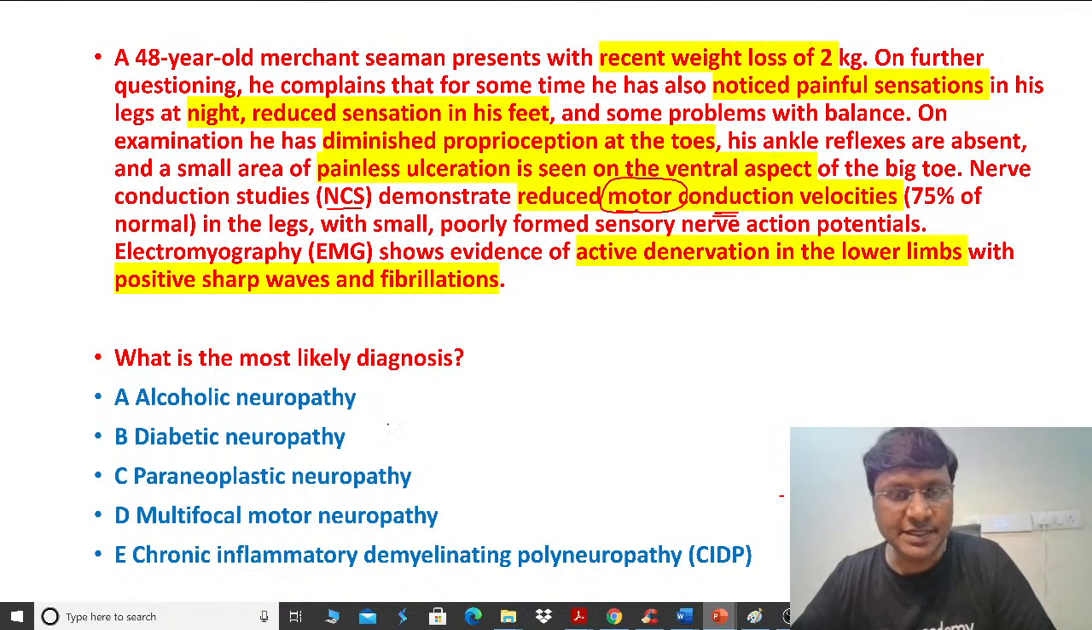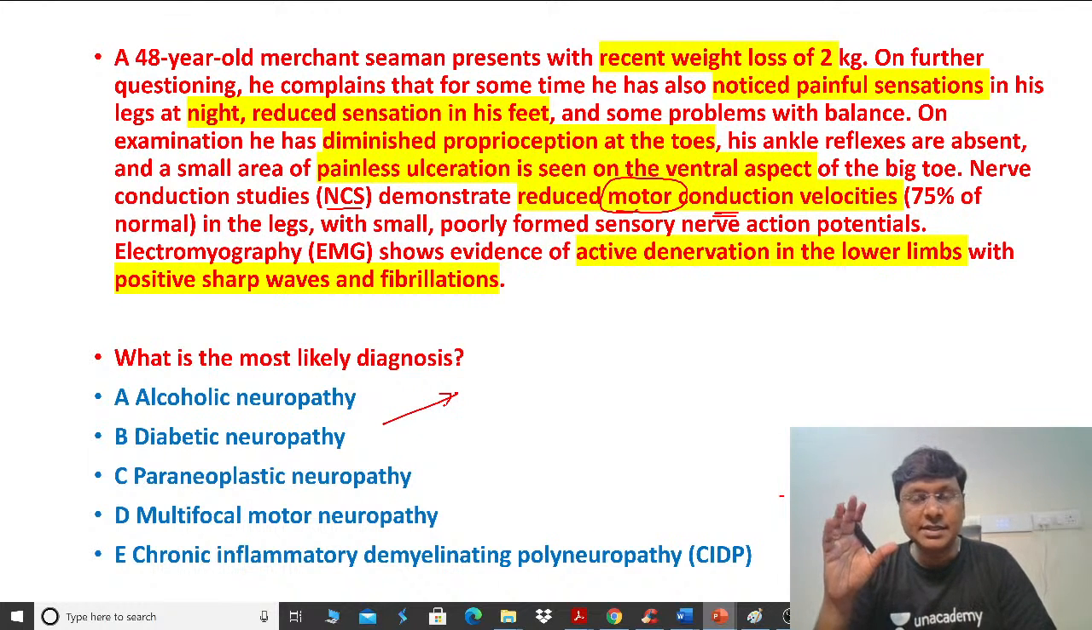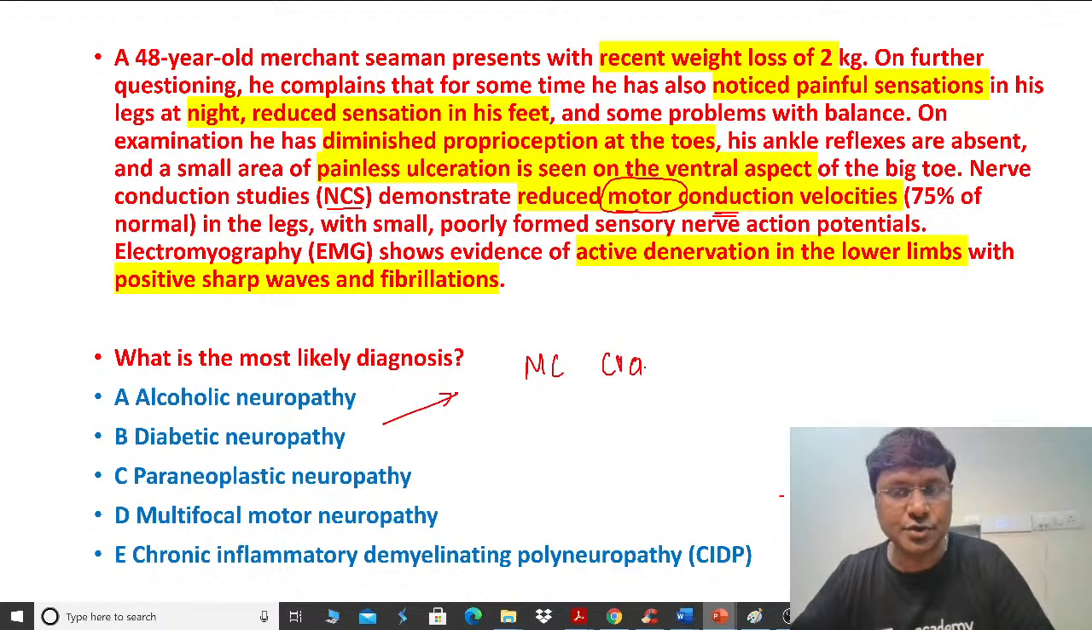Now, followed by that, let me tell you, in case of diabetic neuropathy, you have multiple types of neuropathy. It is not just sensory motor neuropathy. There are multiple types of neuropathy in diabetes mellitus. Now, can anyone tell me what is the most common cranial nerve which is affected? There will also be cranial neuropathy.